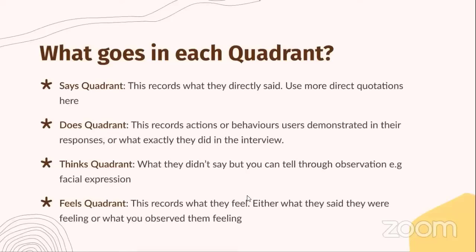Also, let's explain exactly what they did during the interview. So if they did something, you didn't ask them what they did. You just observe them doing a particular thing that is relevant to the feedback that you're looking out for. Then you also put it in the does quadrant. And then the things quadrant records what they didn't say, but you can tell through facial expression. So here, this just reemphasizes the fact that you need to be very observant.